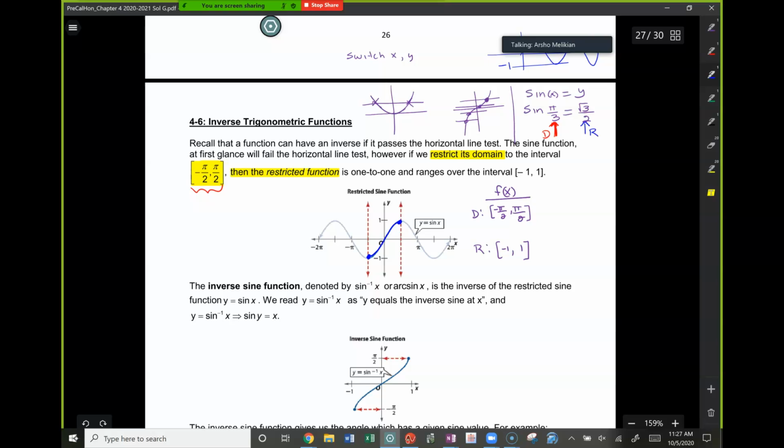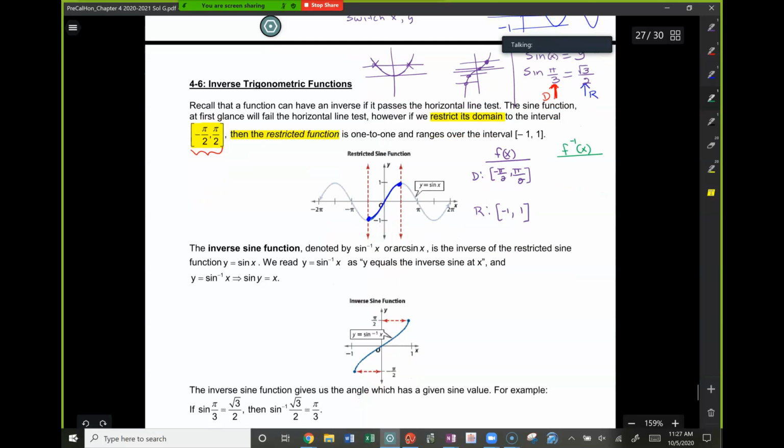That means none of the other parts of the sine are going to qualify for anything we're going to do here. Now, when I then find the inverse of this function, what happens is this. First of all, the inverse sine function has the symbol sine to the -1 of x or arc sine of x. They're synonyms. Greeks called it one thing and then we called it something else.